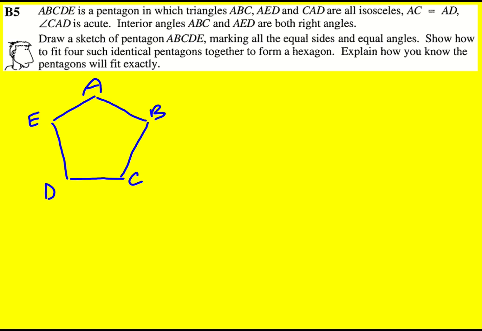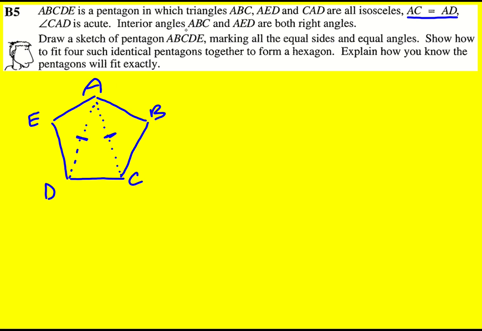We're then told that ABC is an isosceles triangle. Now, technically at the moment, I don't know which sides are equal, even though it looks on my diagram like AB and BC are equal. So I won't put anything on yet. And then AED is also an isosceles triangle, as is CAD, and importantly, AC is equal to AD. Okay, so I can definitely label them the same.